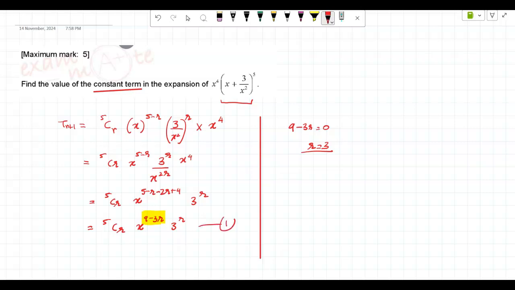Putting it back in equation 1, the fourth term T4 will be there. Do it without calculator. nCr is damn annoying. 9 minus 3 threes are 9, correct? So I'm just checking whether it's becoming 0. So 5C3 is 5 into 4 into 3 upon 1 into 2 into 3, x raised to 0, 27. 3 cancels, 2s cancel, 27 into 10 is 270. So what is the value of the constant term? 270.